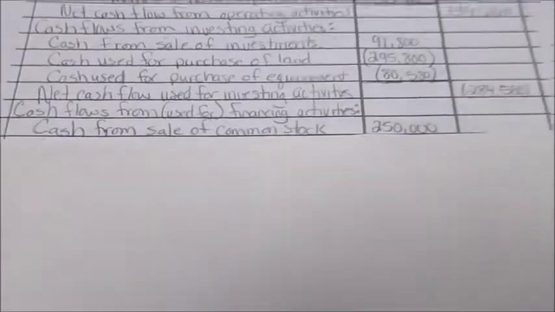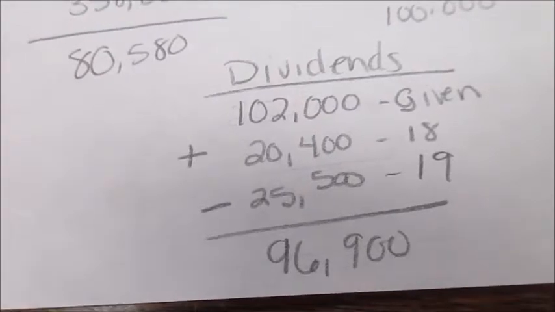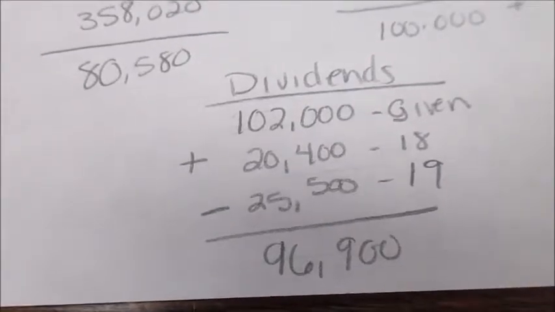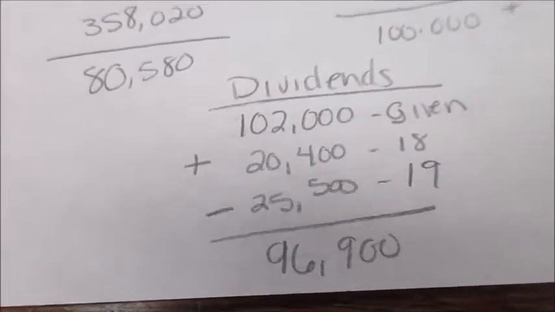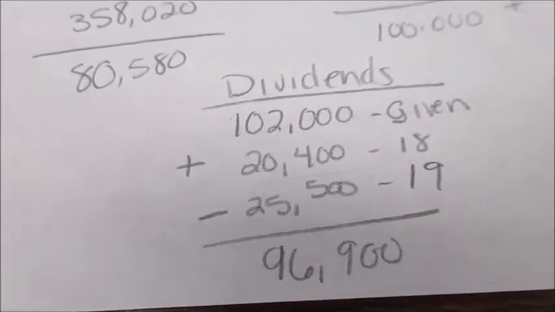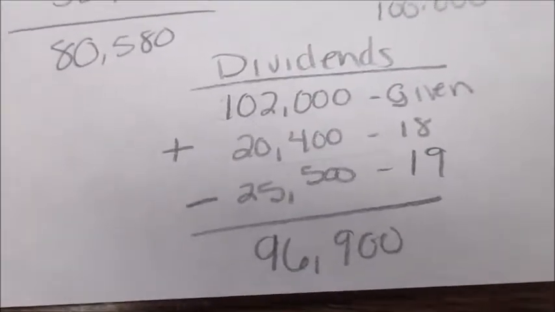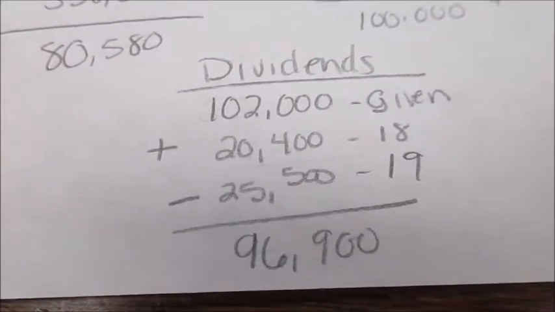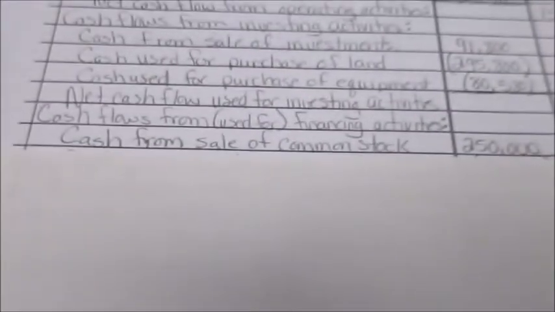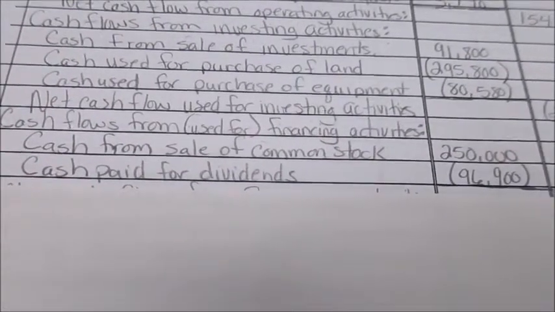The next one is going to be our dividends. Calculating our dividends, in our textbook on letter F, there was a $102,000 debit to retained earnings for cash dividends declared. So we have that $102,000. If we look under dividends payable, in 18 it was $20,400, and in 19 it was $25,500. So we're going to add the 18 amount, subtract the 19 amount, and we get $96,900. So on our statement, we have cash paid for dividends, $96,900. Since we paid it, we're going to put it in parentheses.